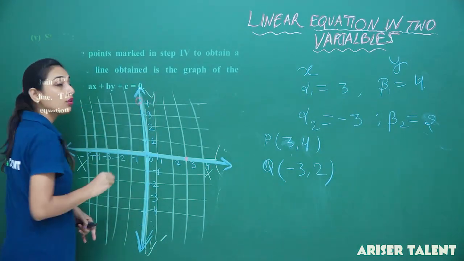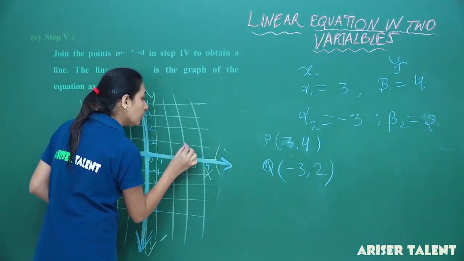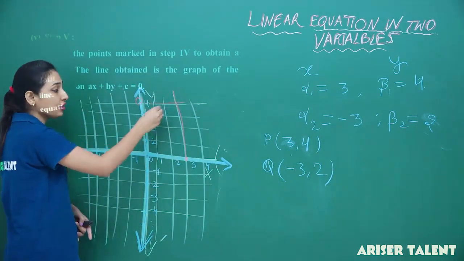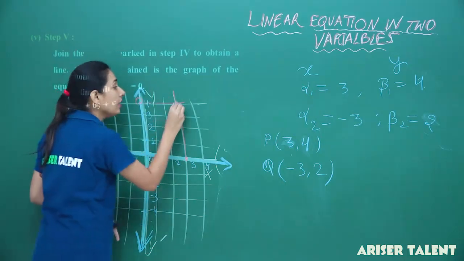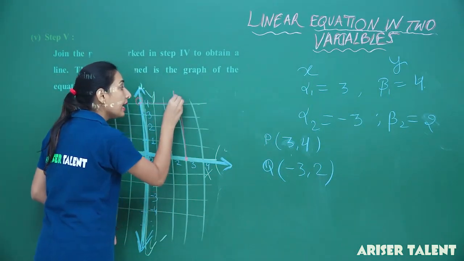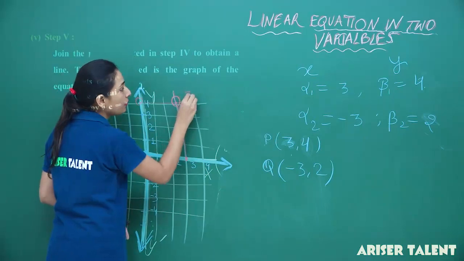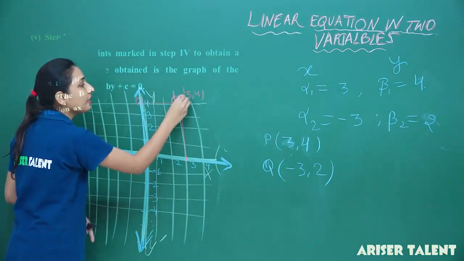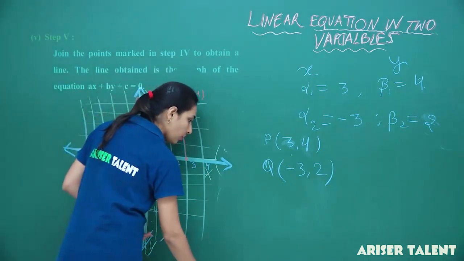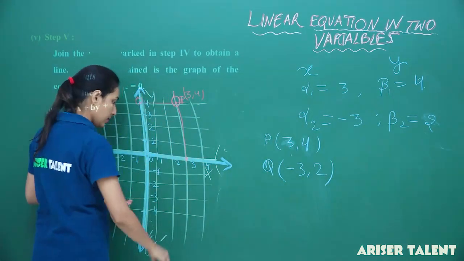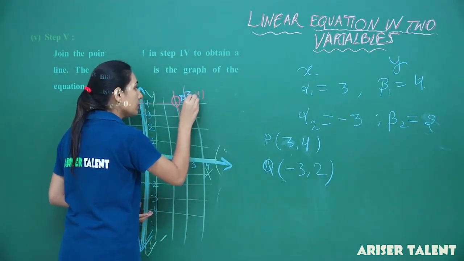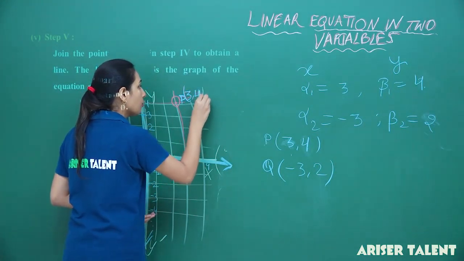Now what you have to do is draw a line here and a line here. The intersection of these two lines will give you a point here. And this point is what? This point is 3, 4. That is your point P. You can write it like P equals 3, 4. Or here, I can make it more clear to you. P equals 3, 4.